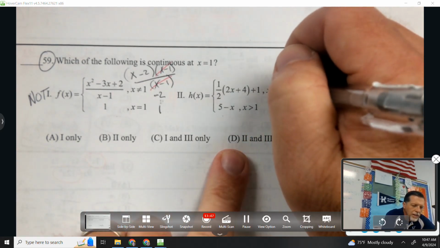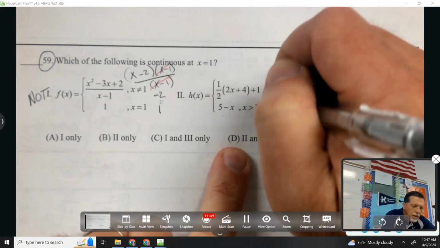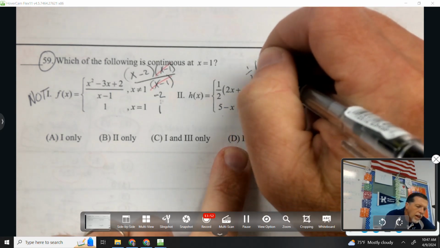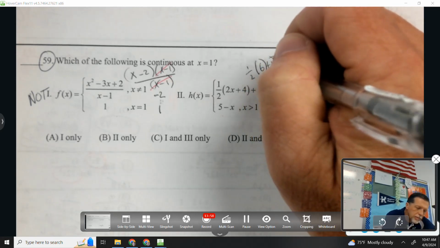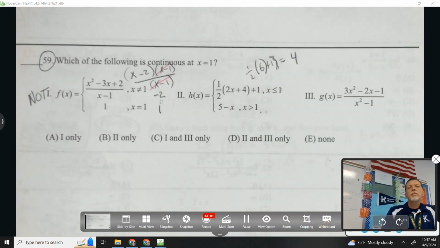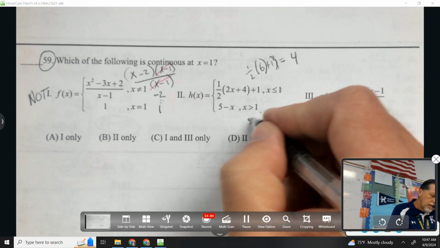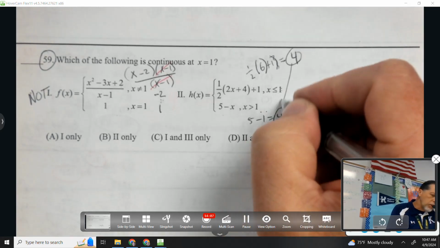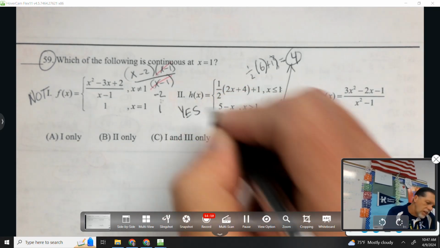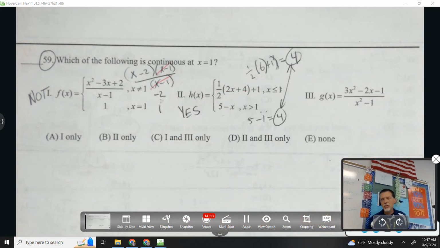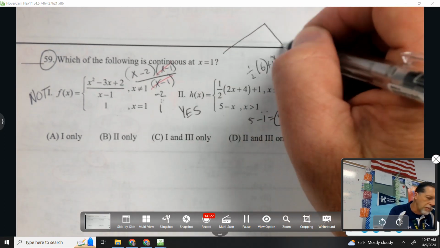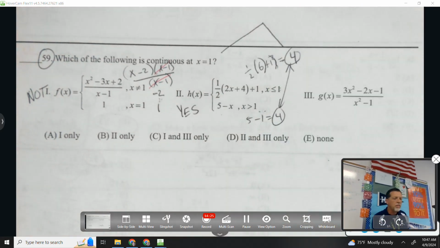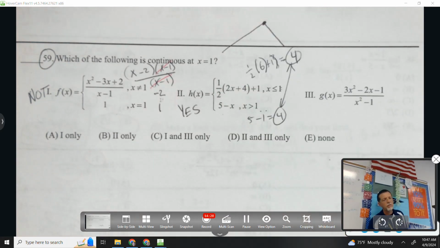On statement 2, I got a left limit and a right limit going on, or I've got a left-hand piece and a right-hand piece. Half of 6 plus 1 is 4. Half of 6 plus 1. 5 minus 1 is 4. So those are equal, so that is continuous. So at the spot where there might have been a jump, it was sort of rigged so that there's not a jump. So one of them had a slope of 1/2, the other one had a slope of -1. So it's a jagged piece, but they rigged it so that it's continuous at x equals 1.